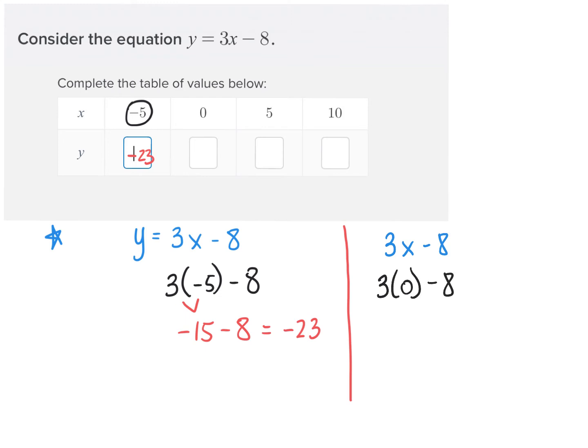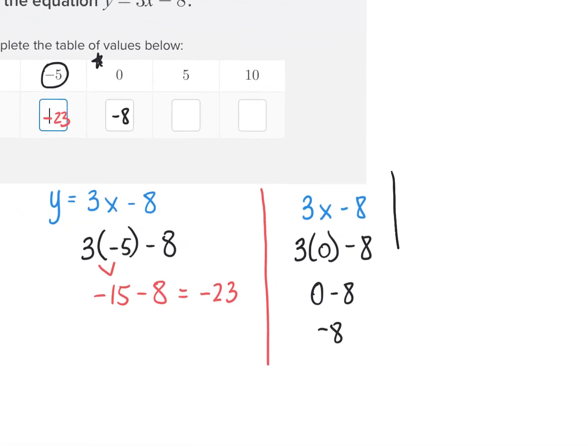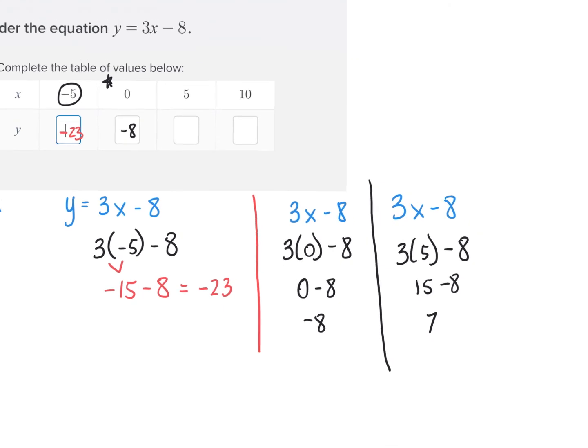Okay, now you go ahead and tell me, when you plug in 0, what do you get here? 0 minus 8, this should give us -8. Okay, let's do the same for 5. So each time you're writing the rule and you're going to plug it in. So 3 times 5 minus 8, 15 minus 8 here, you should get 7.